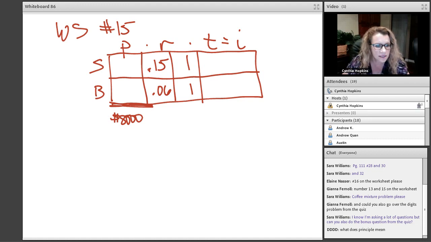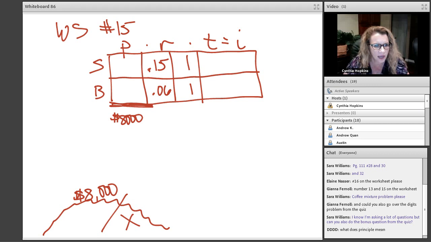So you guys, that's the exact same picture that I was trying to show you earlier. If you have a pile of $8,000 and I tell you, hey, let's take X and invest it at 15%. So I'm putting my X right there for principal at 15%. Then what's remaining? Well, I started out with 8,000 and then I just took away X. So 8,000 take away X is 8,000 minus X. And that's my principal for the 6%.